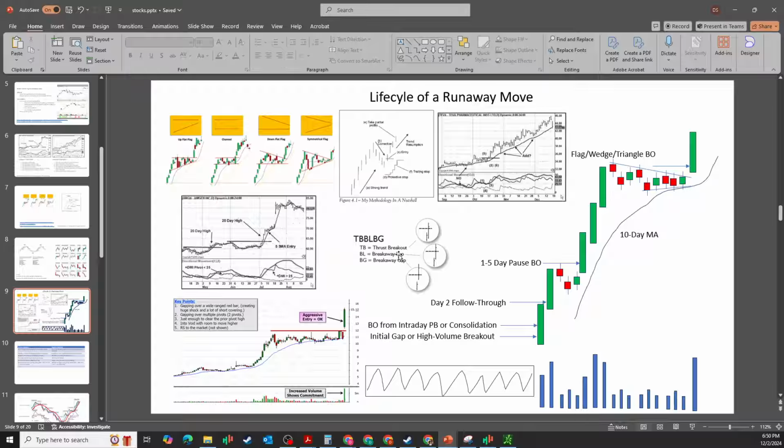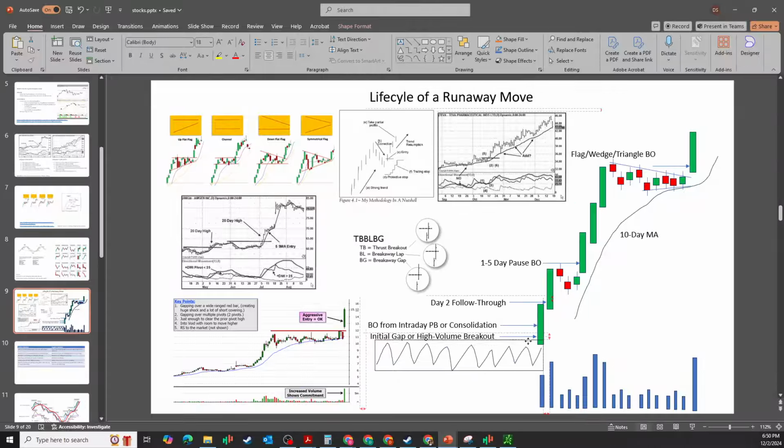Same thing when you see a breakaway lap and a breakaway gap. You can think of a breakaway lap as a mini gap, and a breakaway gap is a larger gap where it actually gaps above the range. If I had to mark this price action, this right here would be a thrust breakout. A breakaway lap is like a little mini gap. It didn't clear the whole range, but it's still gapping slightly at the open. Whereas a straight up gap is going to be more space between the bottom of the gap and the last price action.